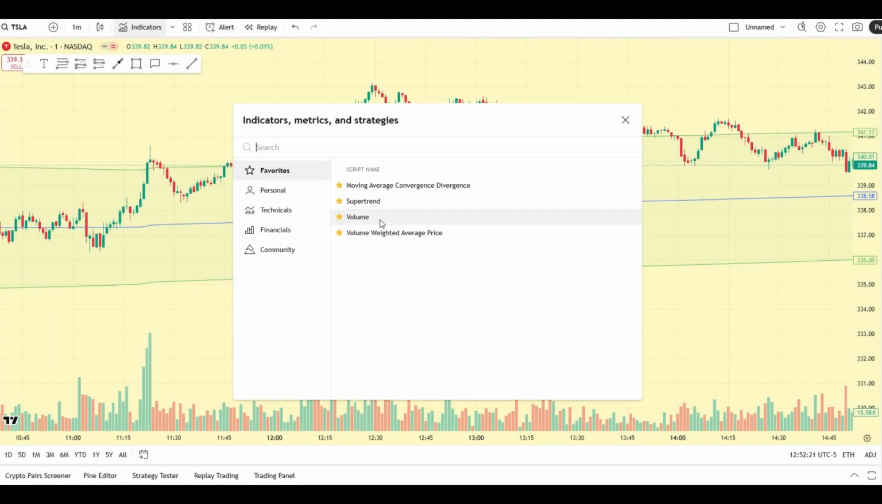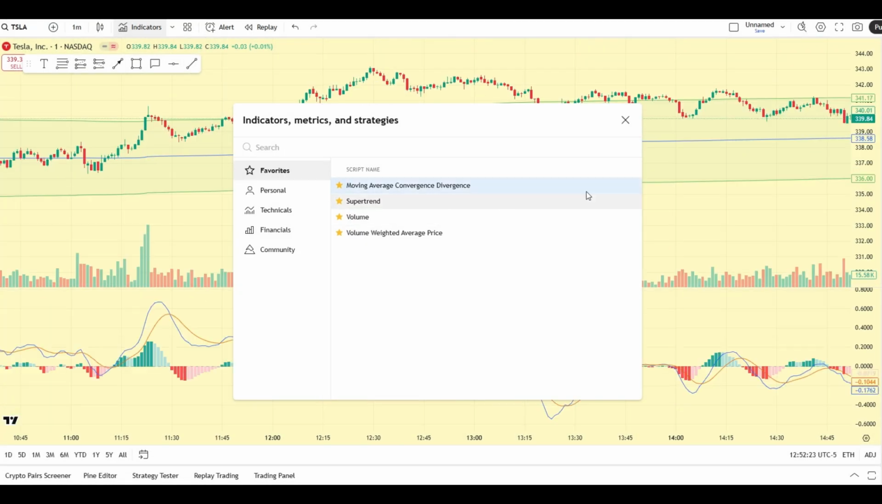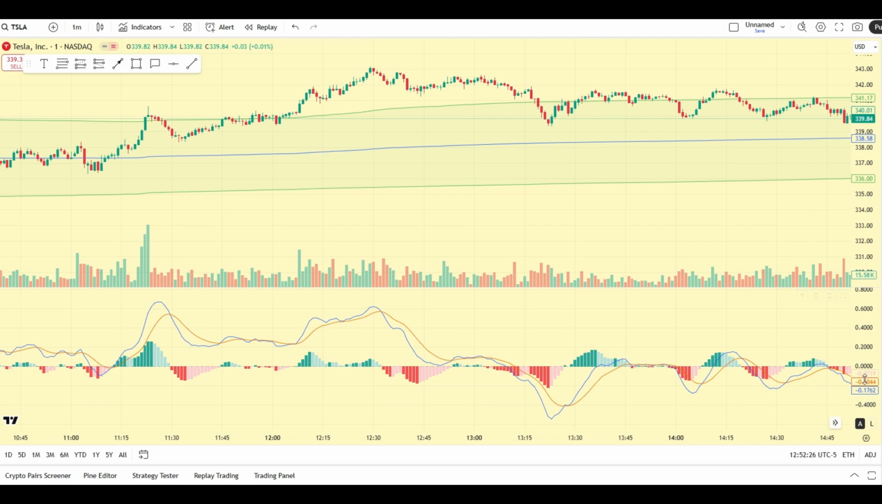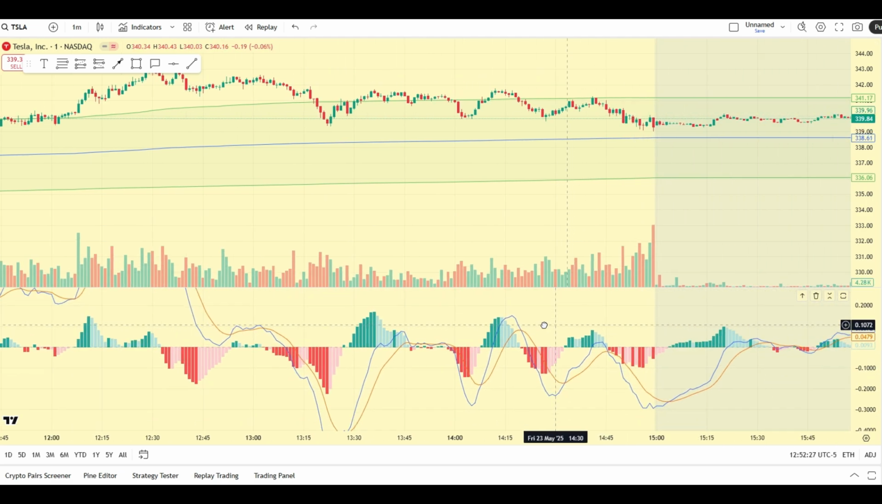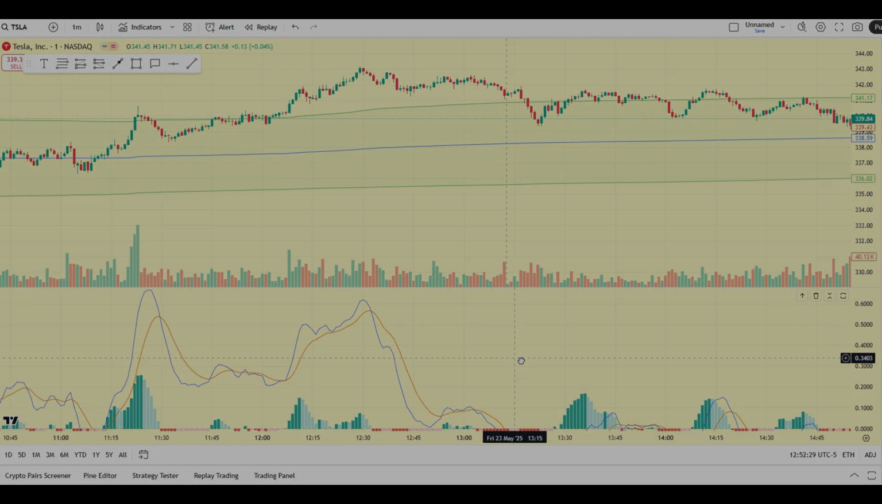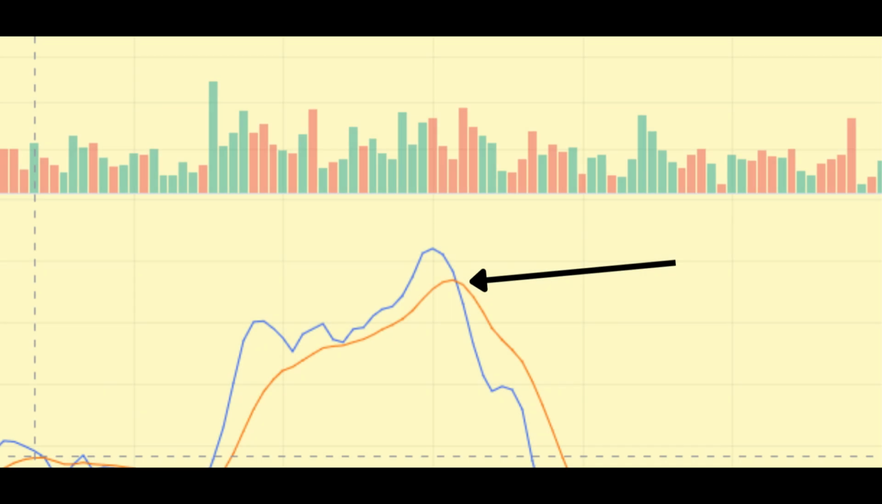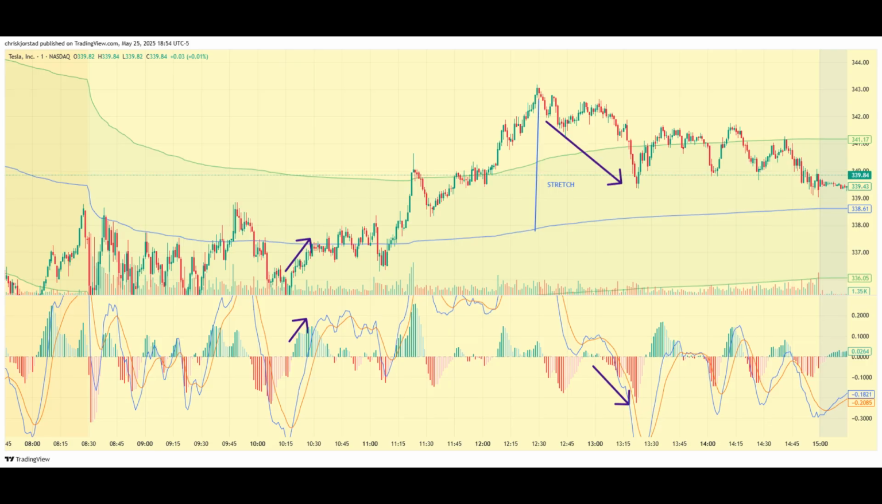Now add MACD, Moving Average Convergence Divergence. MACD helps us spot momentum and trend changes. When the MACD line crosses above the signal line, that usually means the trend is reversing to the upside. When it crosses below, it might be turning bearish. Pay attention to those crossovers, especially with volume confirming the move. You'll start to notice a rhythm: green runs, red pullbacks, short pauses. It won't always be clean, but you'll start to see patterns.